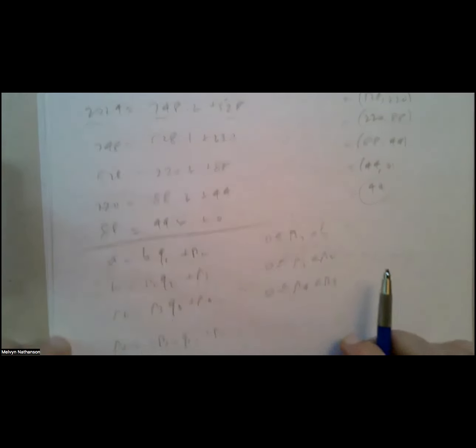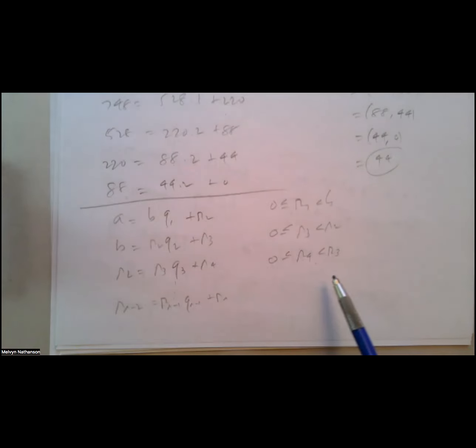And then I take R2, divide it by R3, I get a quotient Q3 and a remainder R4. And R4 is less than R3, and greater than or equal to zero. And I continue this process. Say R sub i minus 2, I'm dividing it by R sub i minus 1. I get a quotient Q sub i minus 1 plus the remainder R sub i. These remainders are getting strictly smaller and smaller, but they're not negative.